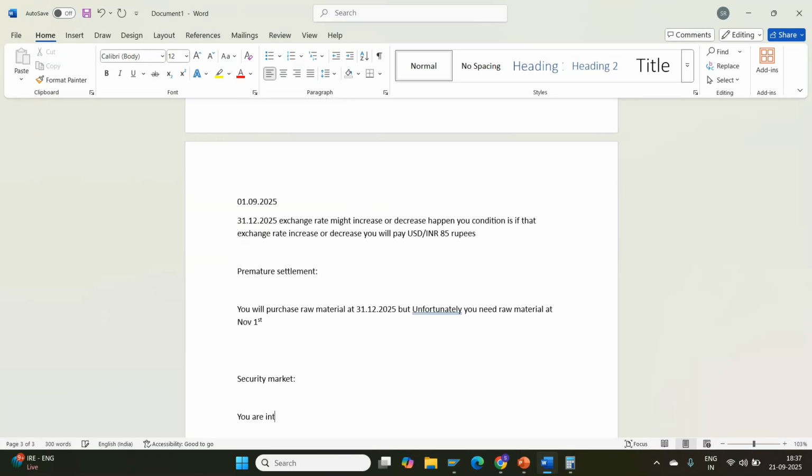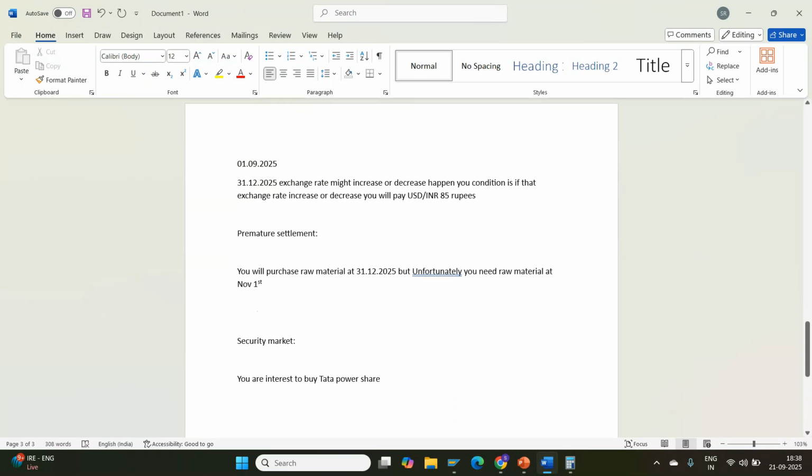You are interested to buy Tata Power shares. Why will you purchase shares? Do you know the use of purchasing shares? It's similar to an FD, because once you purchase it, you might have the chance of getting interest on it. Correct. So I will give an example.